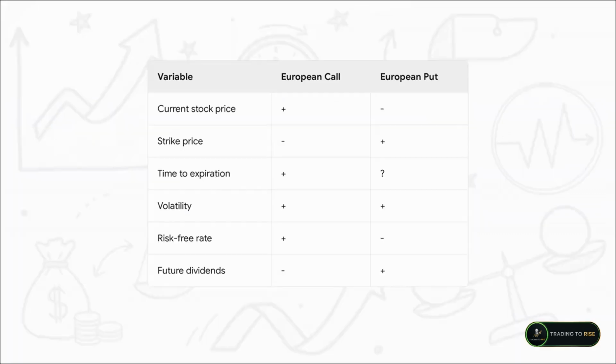Okay, so this table right here, this is basically your cheat sheet. It lays out all 6 of the drivers we're going to talk about. A plus sign means as the factor goes up, so does the option price. A minus sign means the opposite. But look, just memorizing this isn't the goal. We need to get the why behind it. So let's dig into each one of these, one by one.